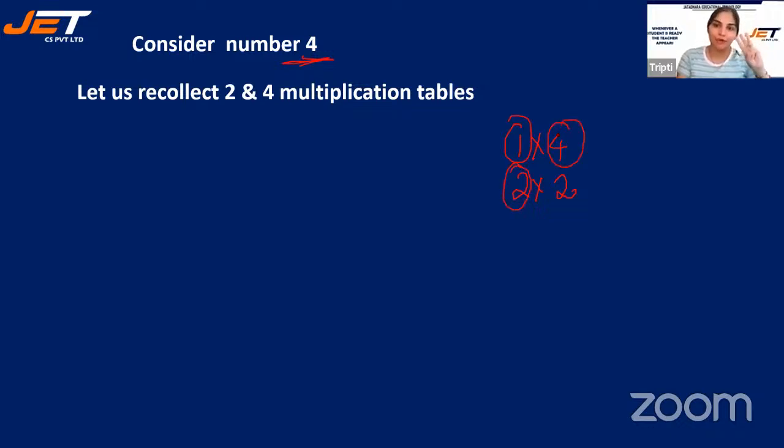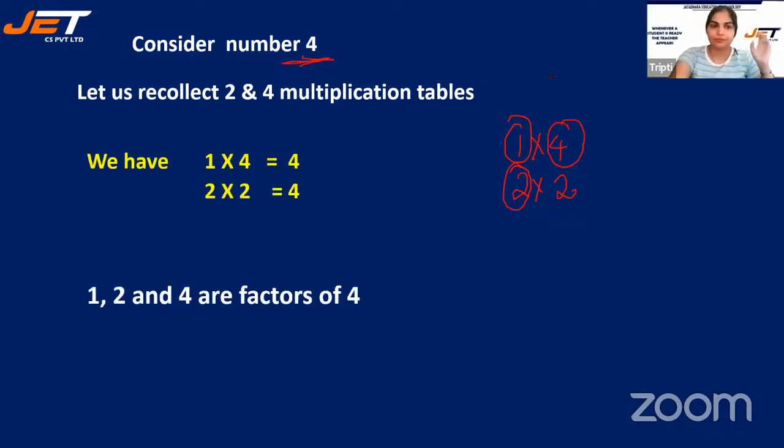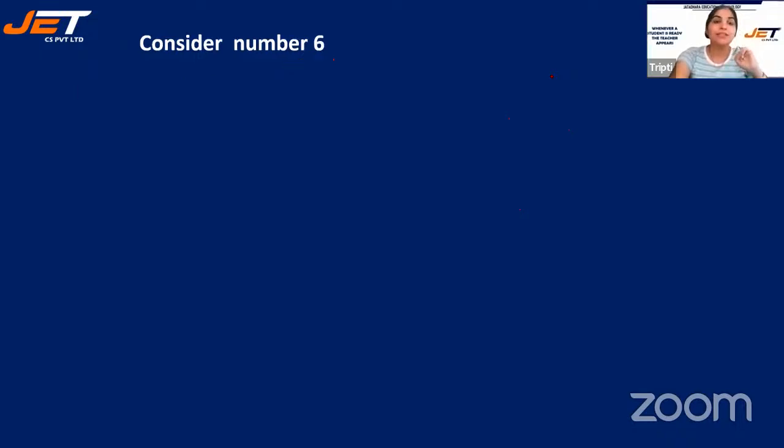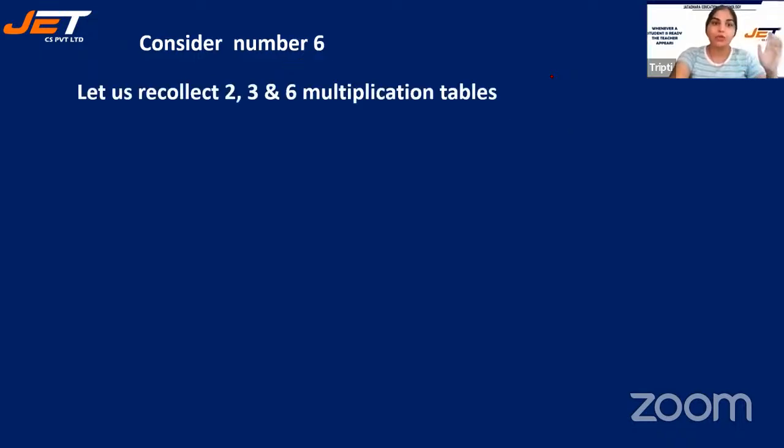3 different numbers I have got. So these 3 numbers are the factors of 4. 1, 2, and 4 are the factors of 4. Now consider number 6. 2, 3, 6. Here we have to find out the factors of number 6.